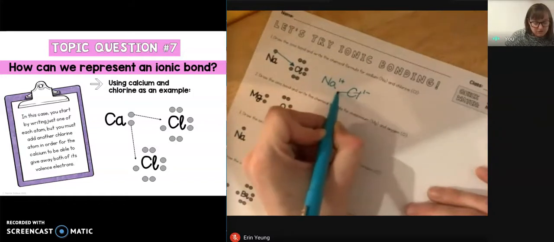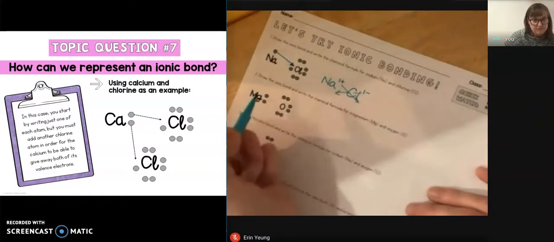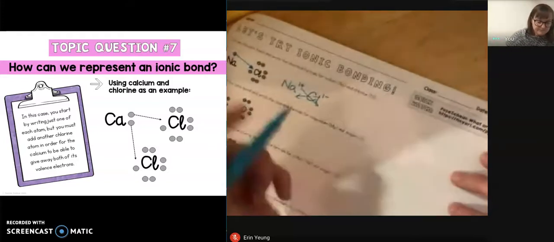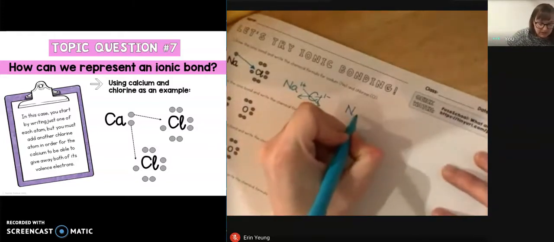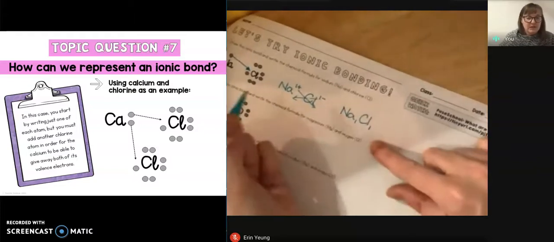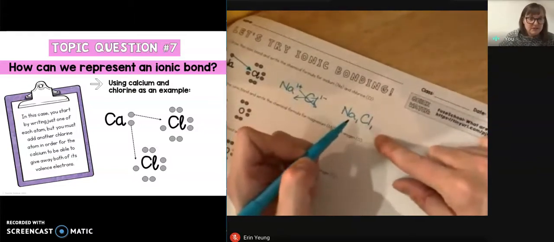Then we're going to draw these down. Now because I can't go down, I'm going across. So then I'm going to get Na1, Cl1. In grade 9, I will accept this as an answer. In grade 10, you will get this wrong.